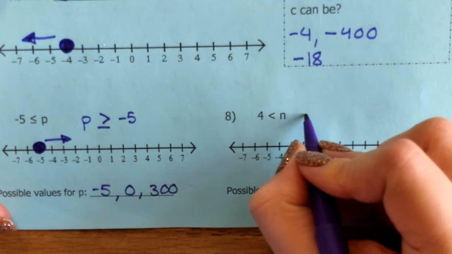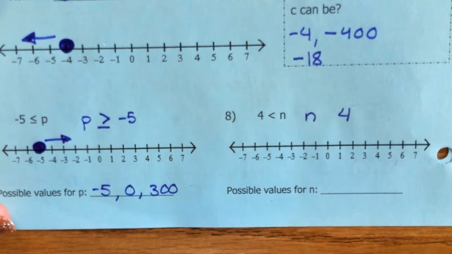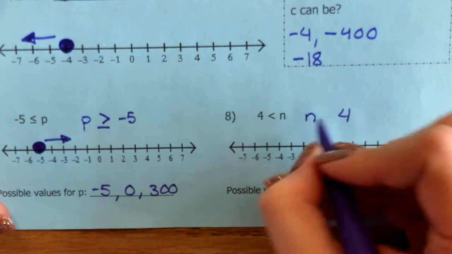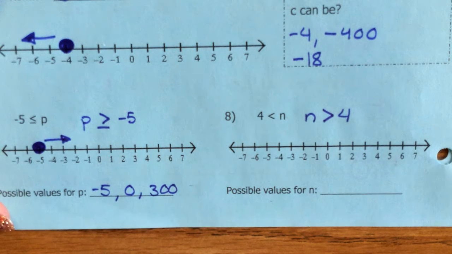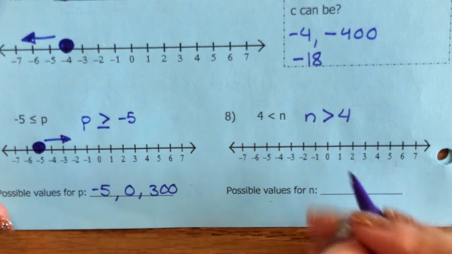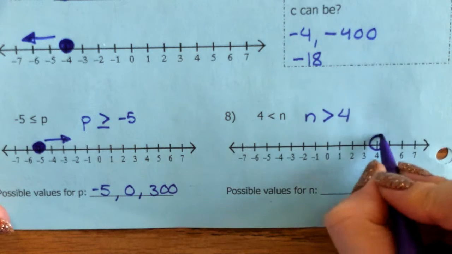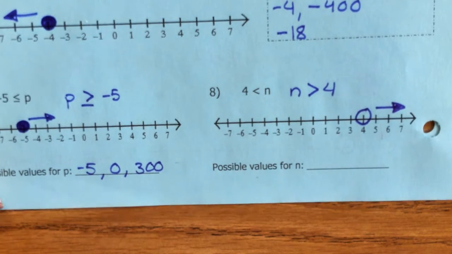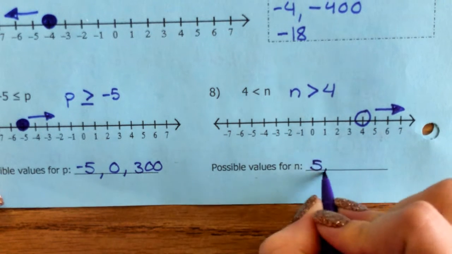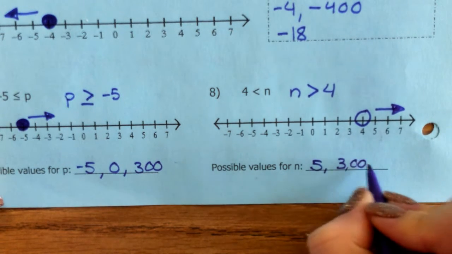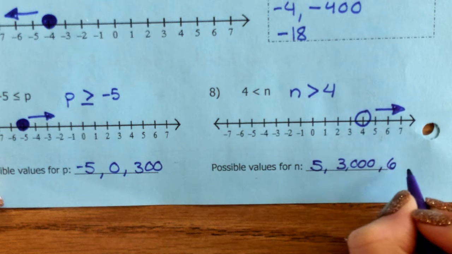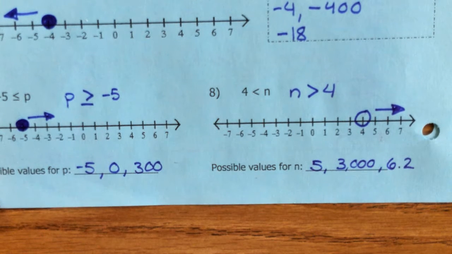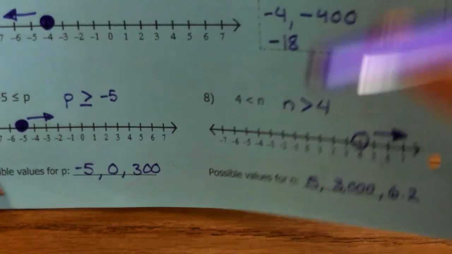Over here, I'm going to rewrite this with N first, 4 second. It's pointing towards the 4, so I will continue to point towards the 4. Well, I've got an open circle on 4, and I'm going to the right. Possible answers here: 5, 3,000, 6.2. Many answers.